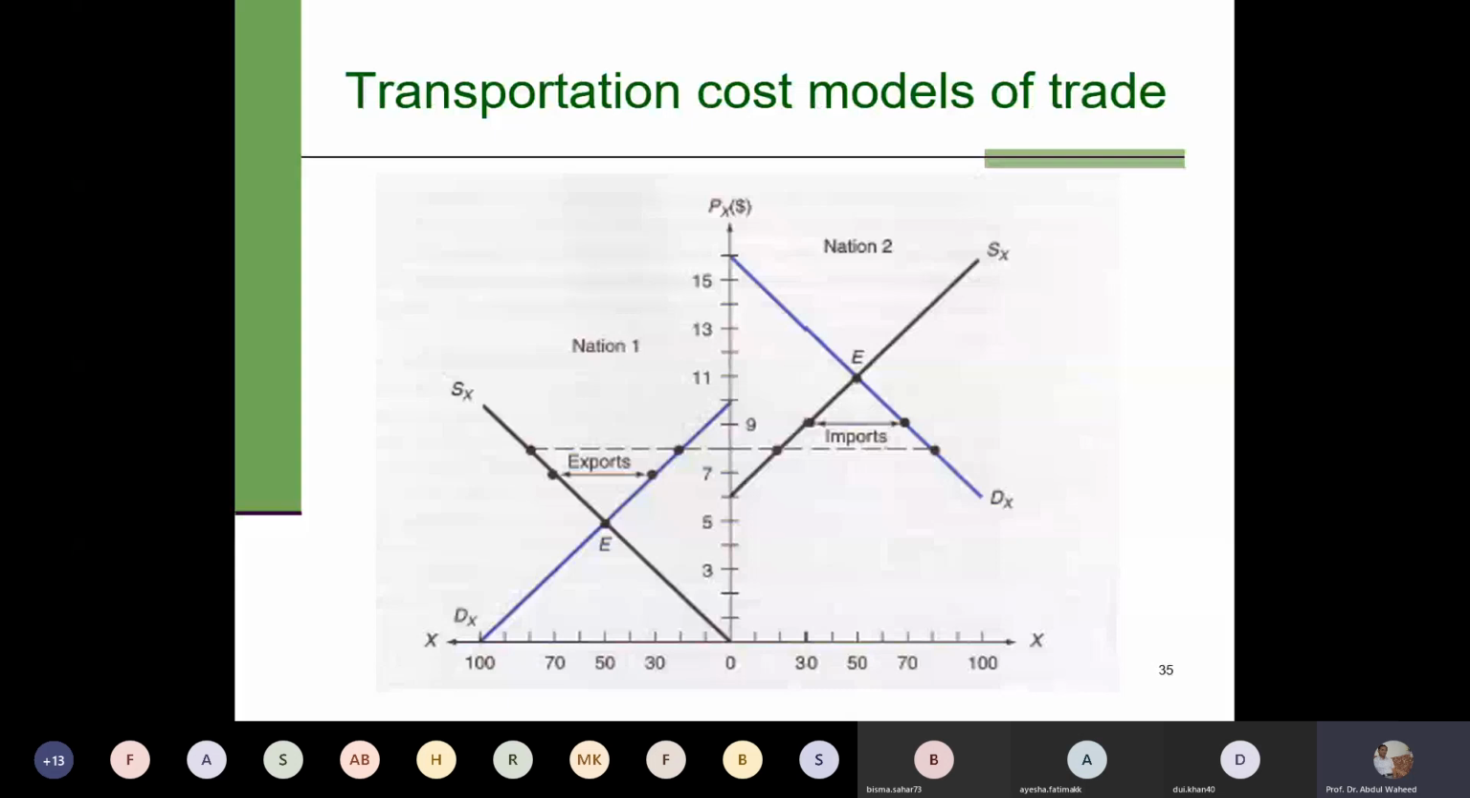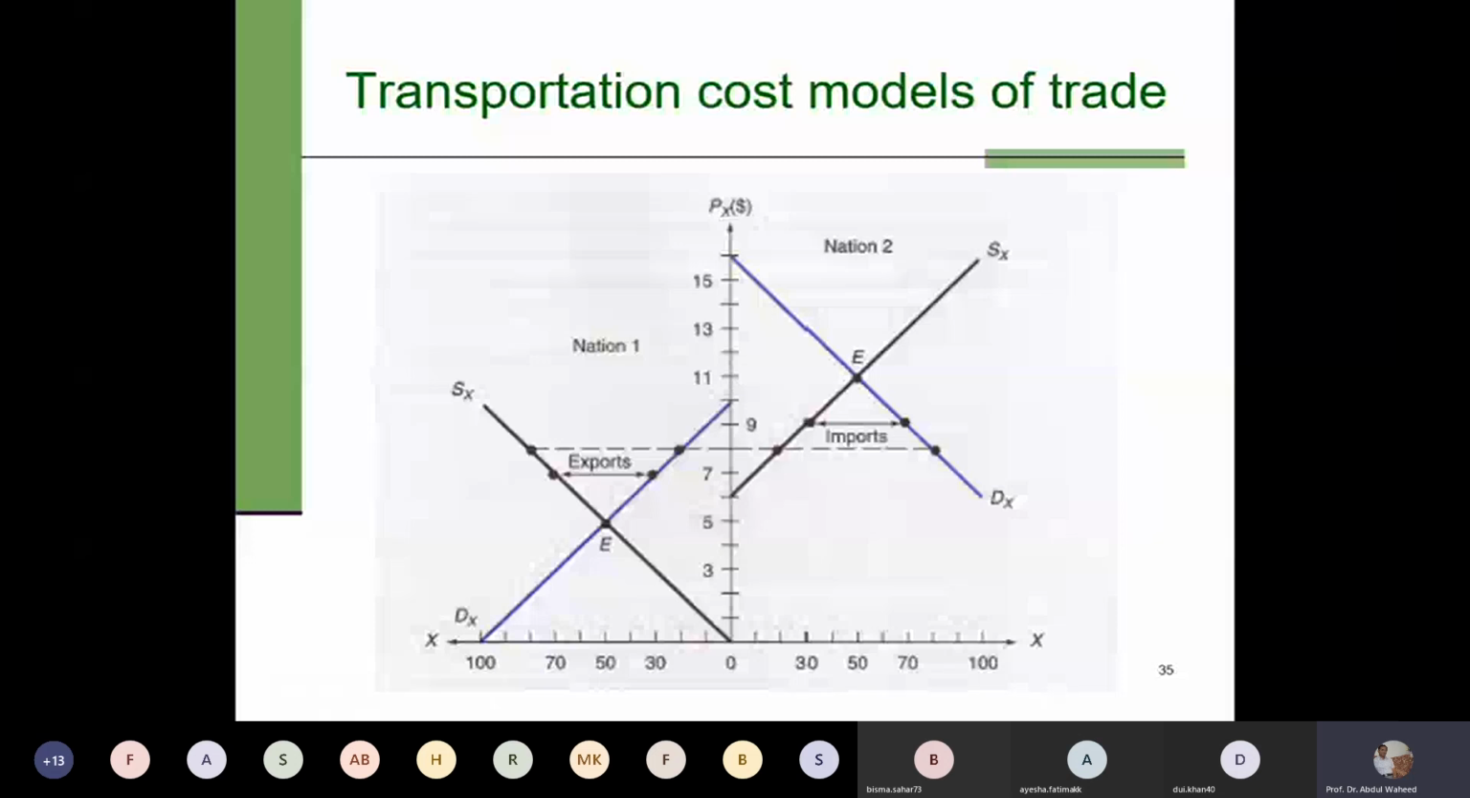And what is the equilibrium price of X in nation 1? Yes, it's $5. So in nation 1, the price of X is $5. In nation 2, the price of X is $11. So there exists a price differential.